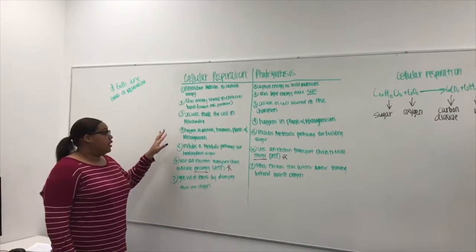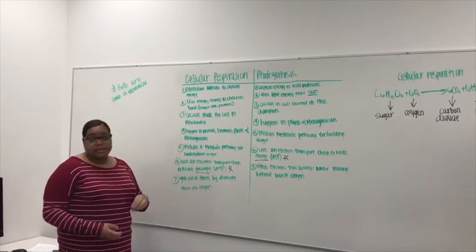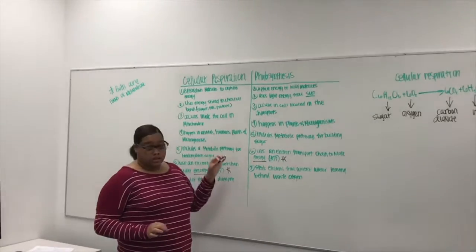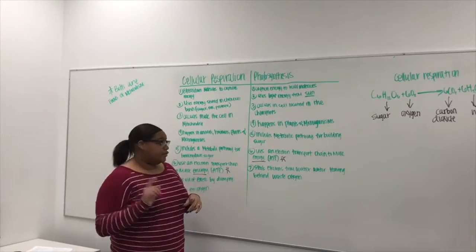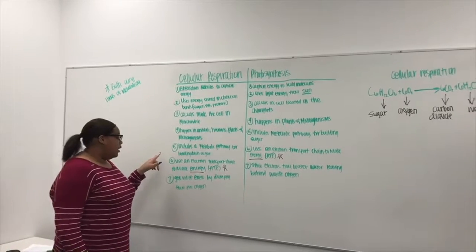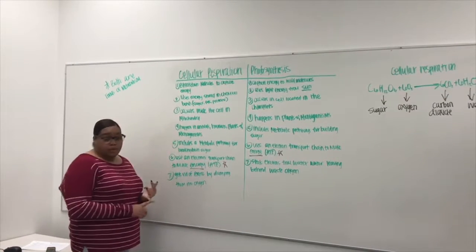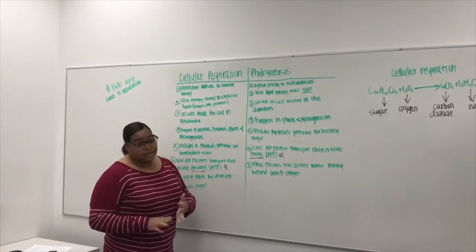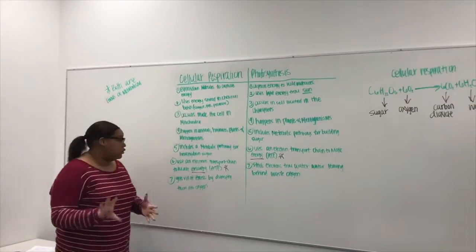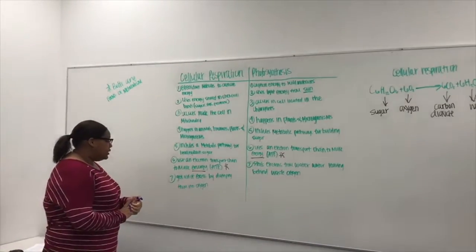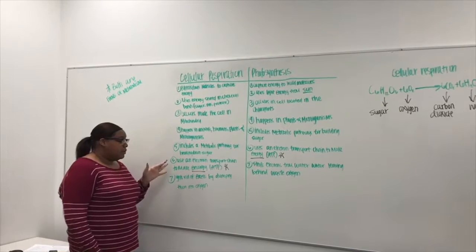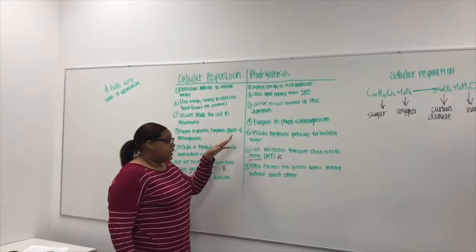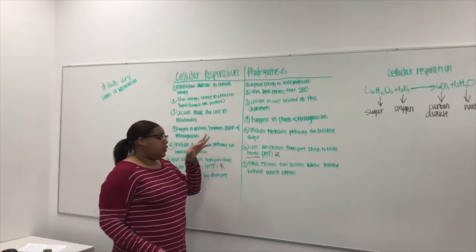Number 3, cellular respiration occurs inside the cell, inside the mitochondria. And photosynthesis is also in the cell, but in the chloroplast. You have to remember that. Number 4, cellular respiration happens in animals, humans, plants, and microorganisms. And photosynthesis happens in plants and microorganisms, not animals, no humans or nothing. Number 5 says, cellular respiration includes a metabolic pathway for breaking down sugar. And in photosynthesis, it also uses a metabolic pathway for also breaking down sugar.